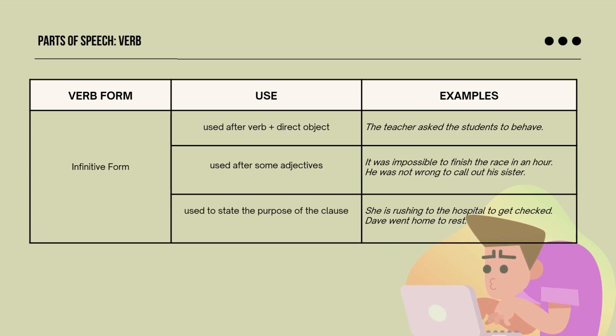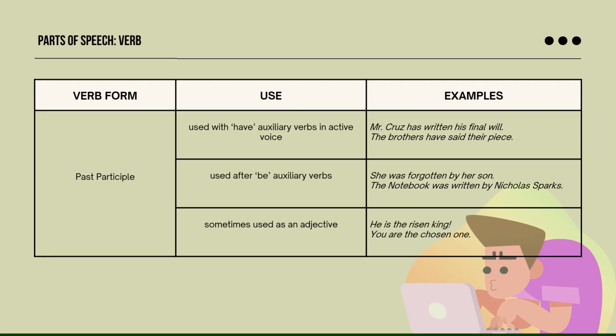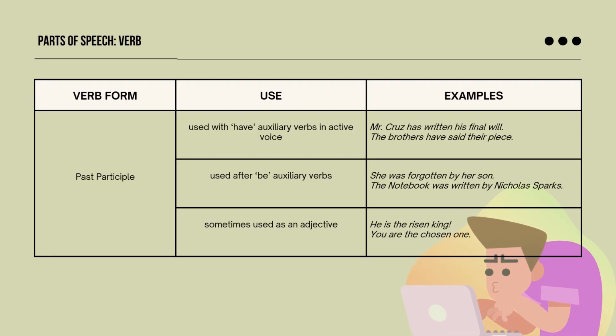For the last use of the infinitive form, it is used to state the purpose of the clause. She is rushing to the hospital to get checked. Dave went home to rest. What is the purpose for that? She is rushing to the hospital to get checked, meaning it could be an emergency. Dave went home to rest, meaning Dave is tired, so his purpose is to go home. Next, we have the past participle.